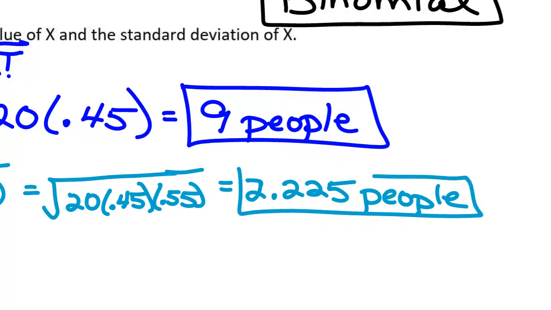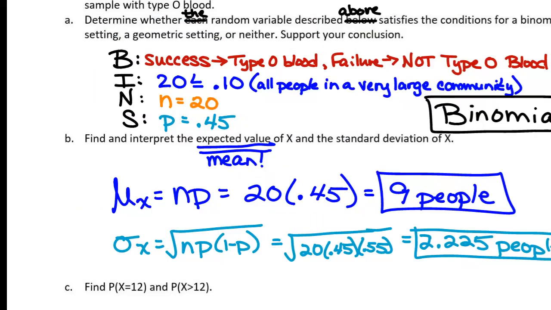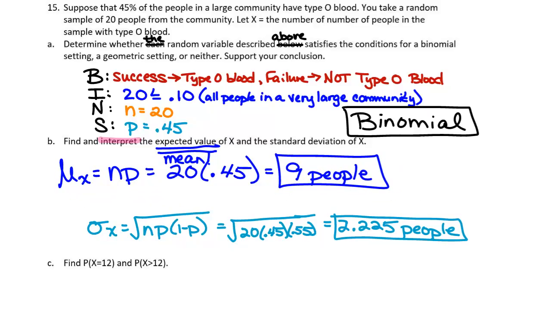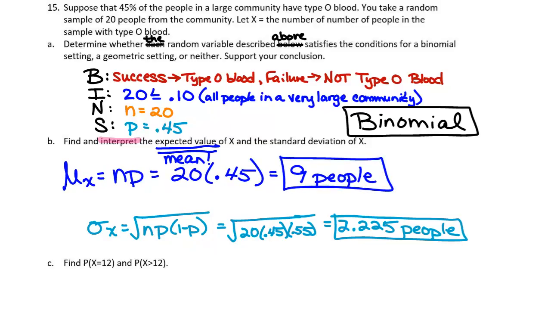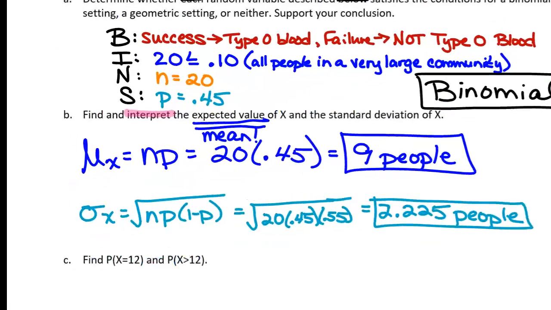Now they also asked for what? Oh, sorry. Interpretation. So finding n times p is not enough. We have to interpret what n times p means. Finding 2.225 is not enough. We have to interpret what 2.225 means. So let's look at the average here, 9 people. Give me a little bit more.